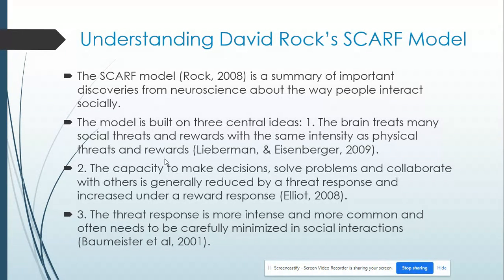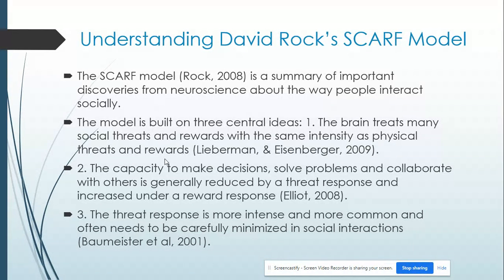The model is built on 3 central ideas. 1, the brain treats many social threats and rewards with the same intensity as physical threats and rewards. Why is that important here? If my neighbor is a level 5 teacher and she's always getting accolades, and I'm a level 3 teacher and I just can't seem to get it there, then how do my feelings toward my teammate affect me physically and how I interact socially with her and maybe my boss? You have to be aware of those types of things.